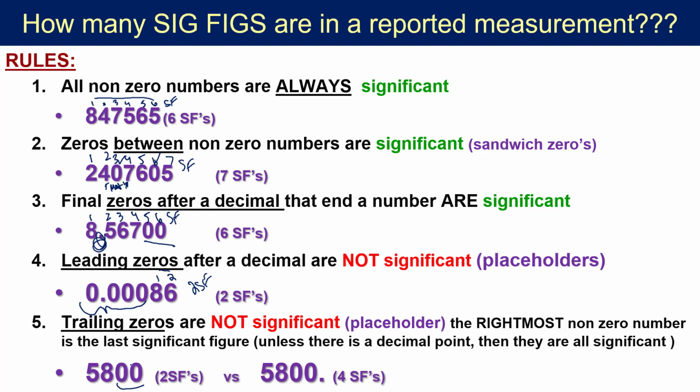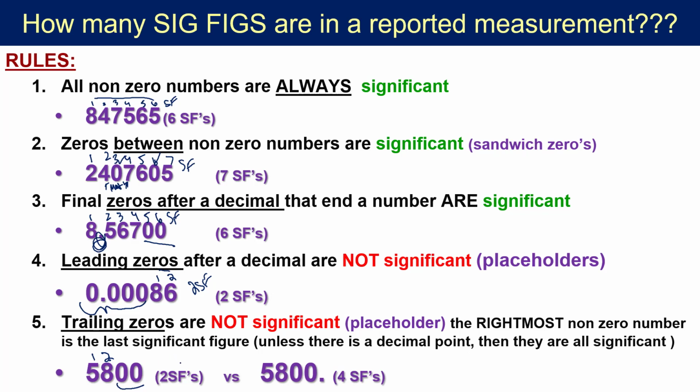Trailing zeros without a decimal are also placeholders, show magnitude, and the rightmost non-zero number, which would be your 8 that's here, is your last sig fig. These guys are not considered significant. So we really have our first sig fig, our second, for a total of 2.